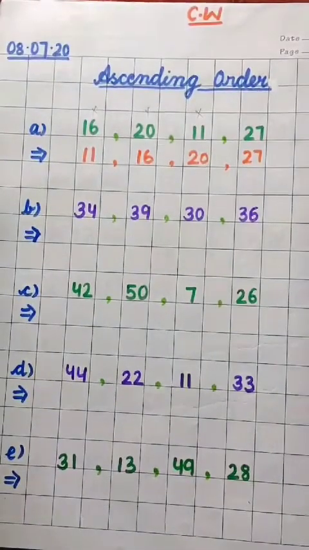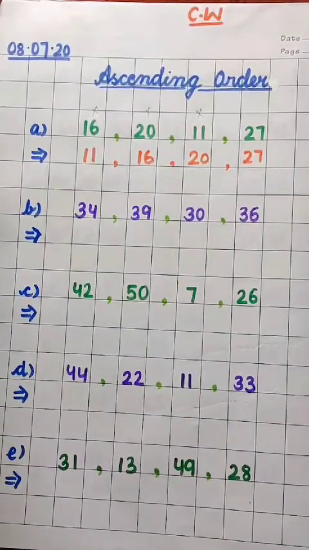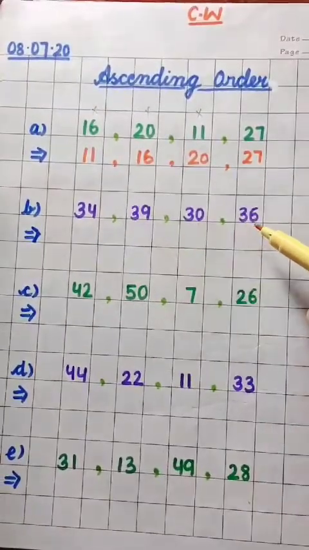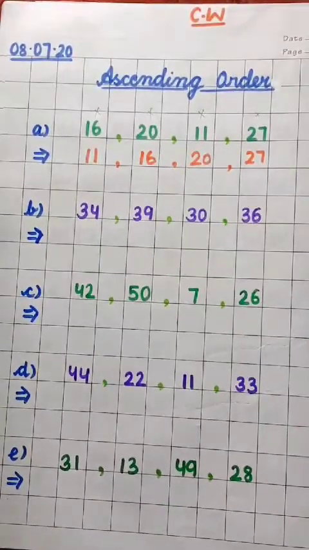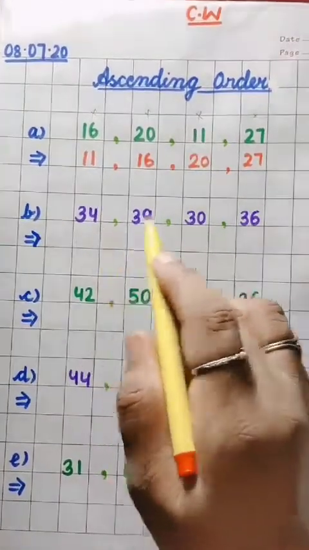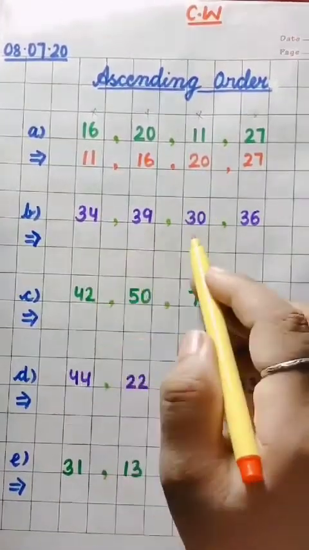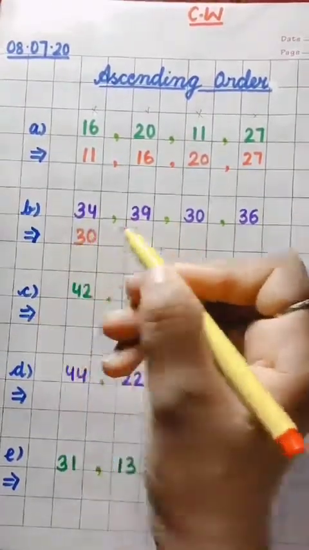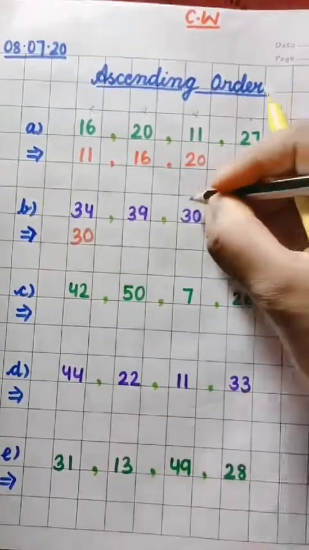Now next B. We have numbers 34, 39, 30 and 36. Now see, all the numbers are starting from 3, right? Now which is the smallest? 34, 39, 30 or 36? 30. So we'll write 30 first. Then we'll cross this 30.